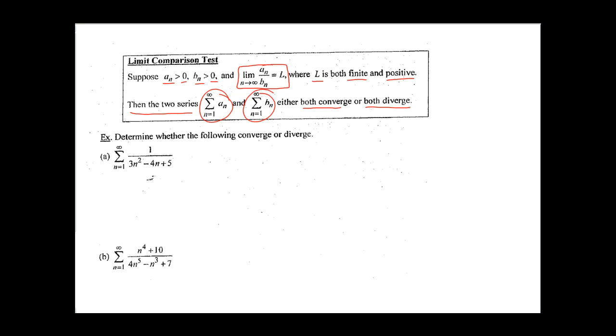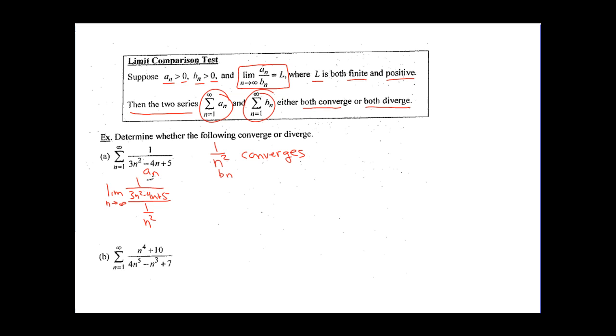Here we have 1 over 3n squared minus 4n plus 5. We're going to compare that to 1 over n squared. And by the p-series test, this converges, because p would be greater than 1. So now we have to take the limit of a sub n. This is a sub n right here. This is the b sub n that I chose to compare it to. So we have a sub n, 1 over 3n squared minus 4n plus 5, as n approaches infinity, over 1 over n squared.